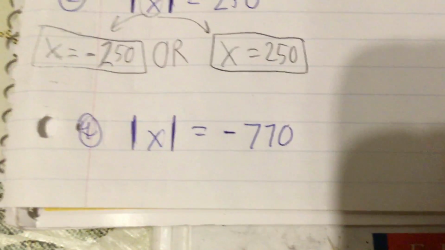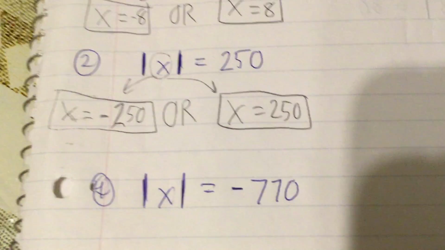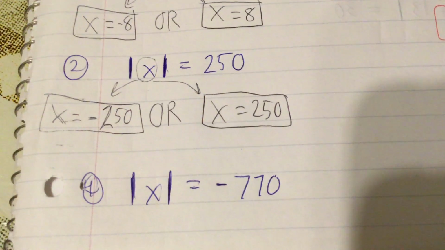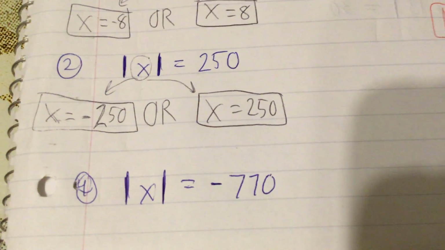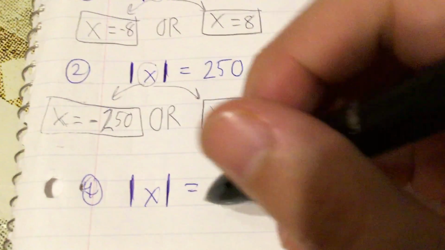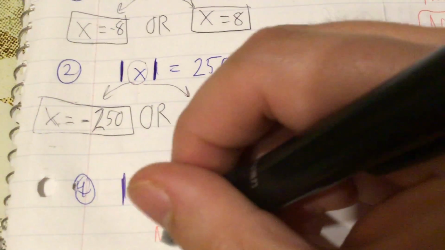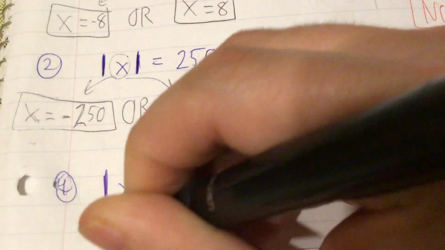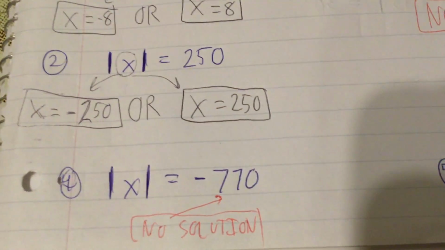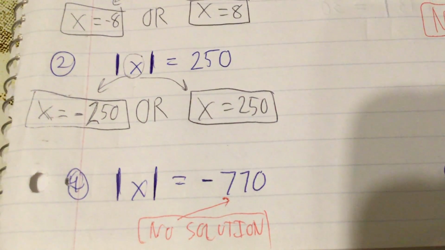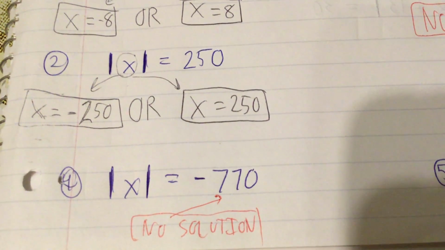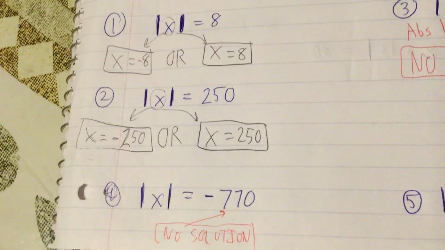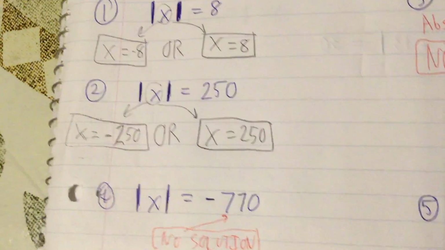Number 4, the absolute value of x is equal to negative 770. The bars equal negative 770. I don't think that's going to fly here. There is no solution because the bars can never equal a negative number. The inside can be negative, but it'll generate a positive output. But the bars themselves can never equal a negative. Do you understand?